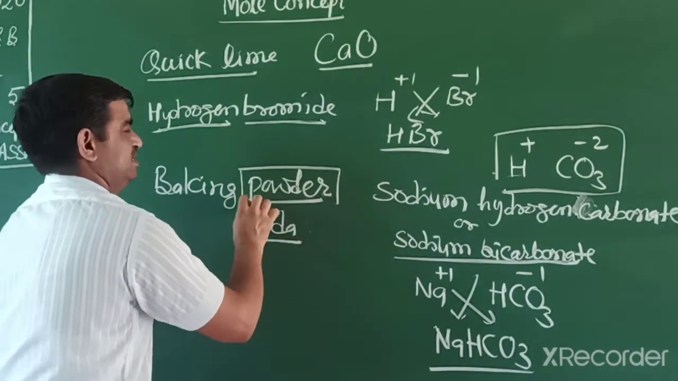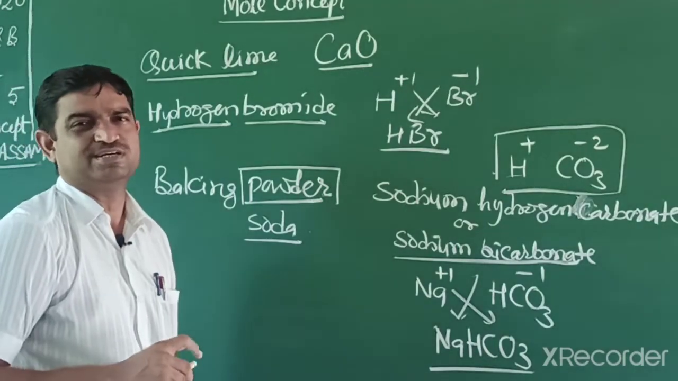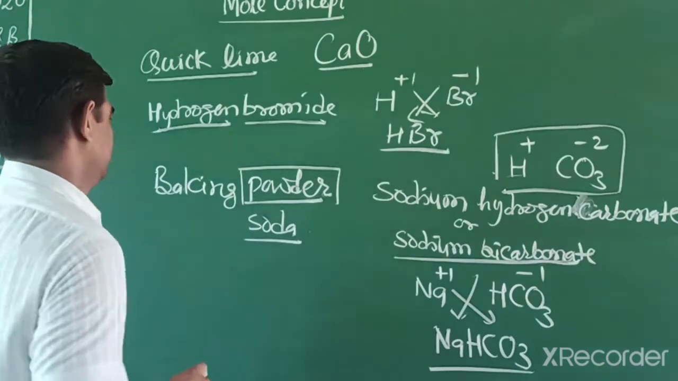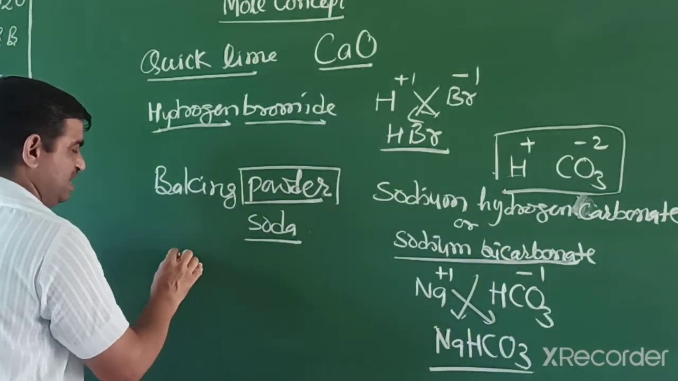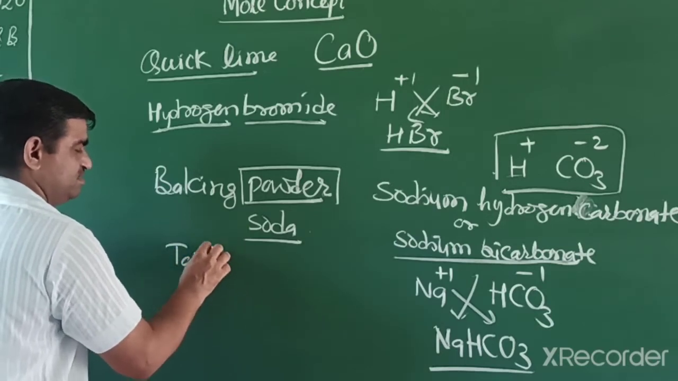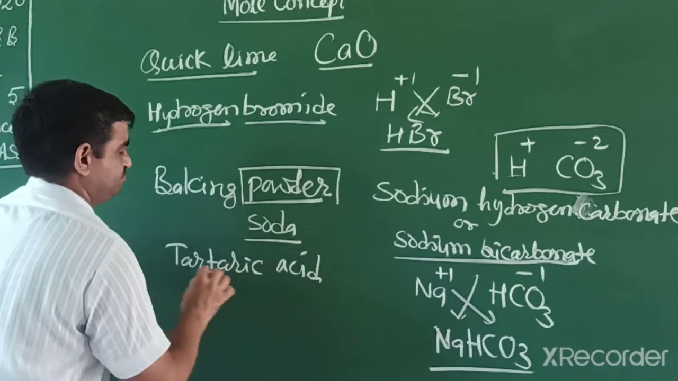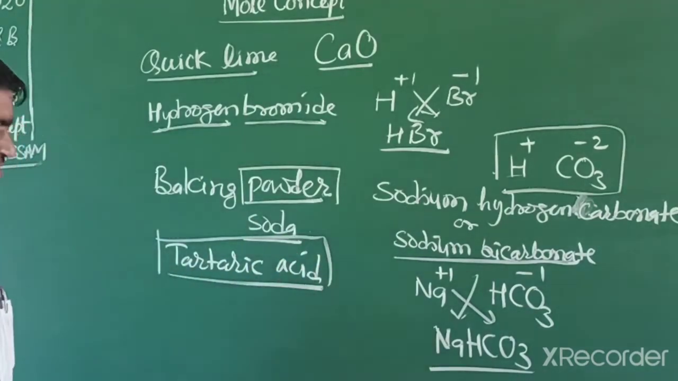Baking powder is a mixture of two substances, baking soda plus tartaric acid, that we will study in 10th class. In baking powder, another compound is present, baking soda always has tartaric acid. That we will learn in 10th class.